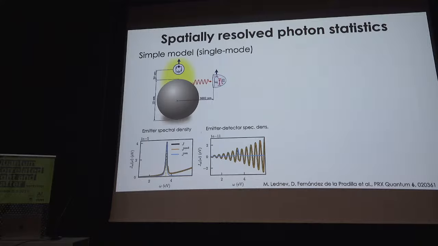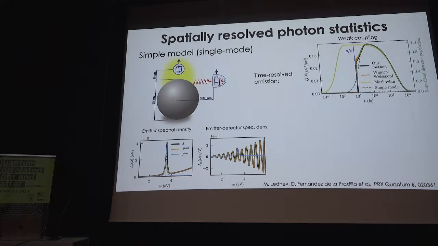If I look at the spectral density connecting my emitter to a detector at 3 micron distance, it is actually quite close to a single Lorentzian, but it has oscillations which come exactly because of propagation. If I look at time-resolved emission and compare different methods, even in the weak coupling regime, the standard Markovian approximation completely misses the retardation effect, basically the time that the photons need to propagate from the emitter to the detector.